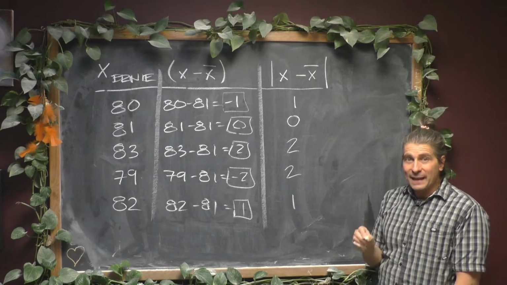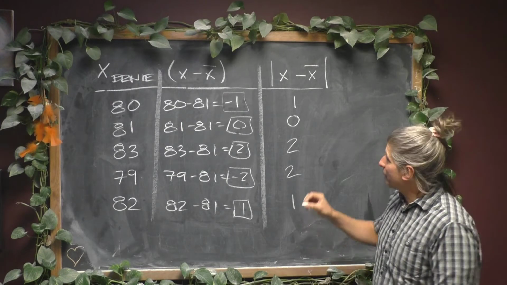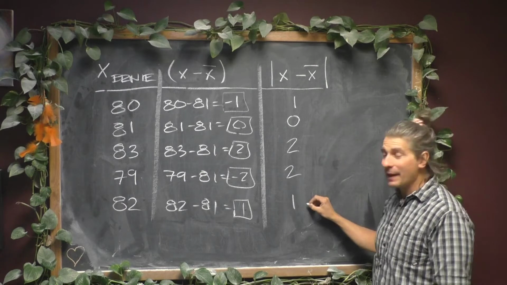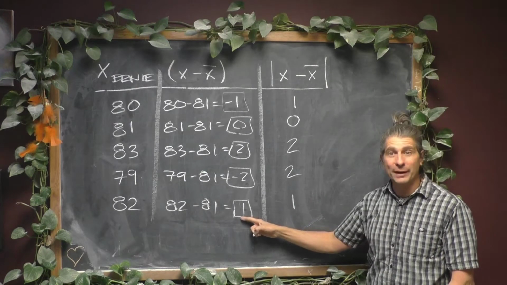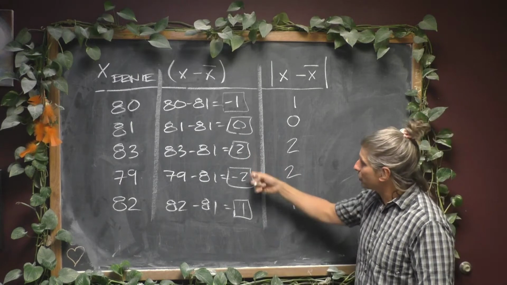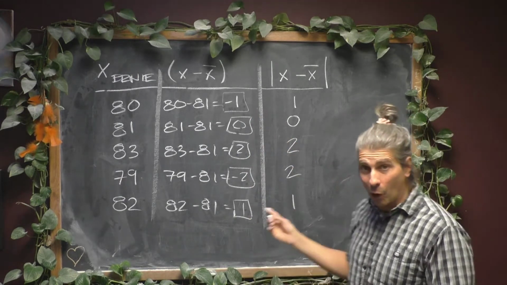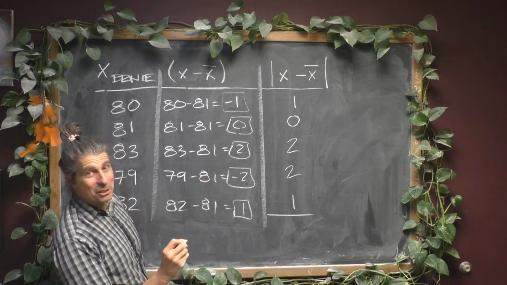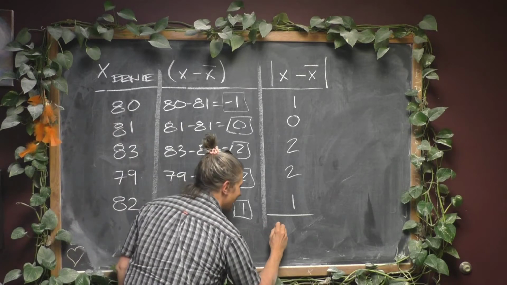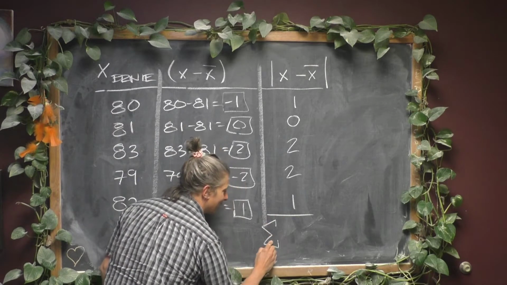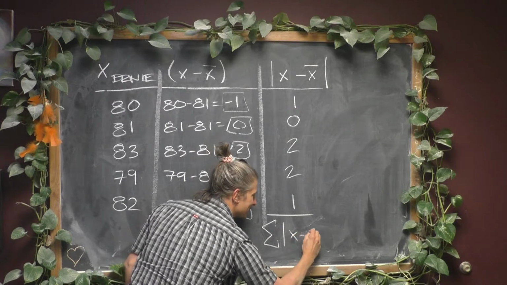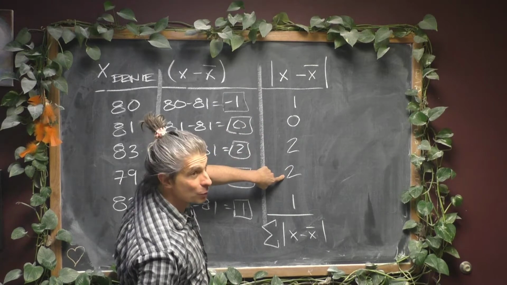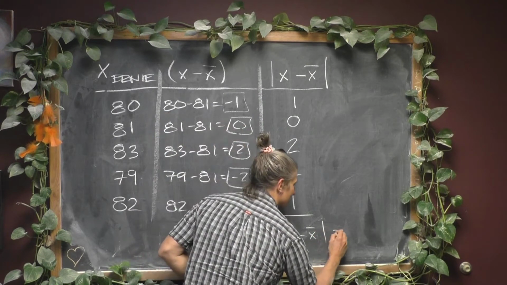So then what statisticians said is, this is cool, because if we add these up, they won't cancel and get 0 like we did over here. Because over here, you may have noticed, the 2 and the -2 cancel, and the -1 and the +1 cancel. Well, all those negatives are now positive. So we can actually add up. I'm going to use the summation notation just to keep getting you used to it. If we add up the absolute value of those differences, 1 plus 0 is 1, plus 2 is 3, plus 2 is 5, plus 1 is 6.